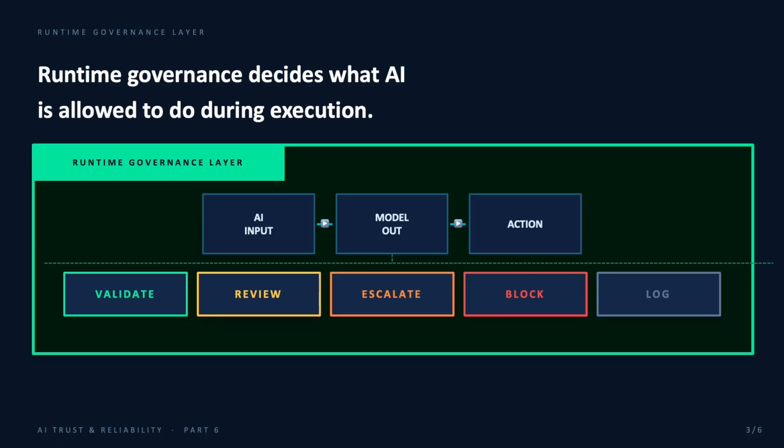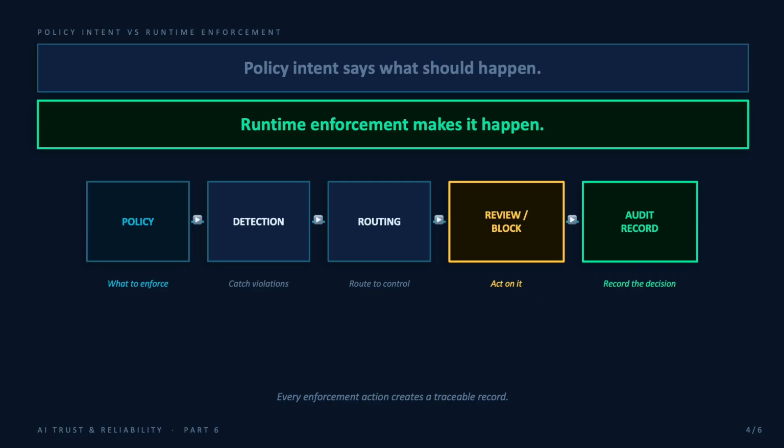This is the difference between AI as a demo and AI as production infrastructure. A demo only needs to look good once. Production AI needs to behave safely again and again. This is probably the most important distinction in this episode. Policy intent is what we write down. Runtime enforcement is what actually happens in the system.